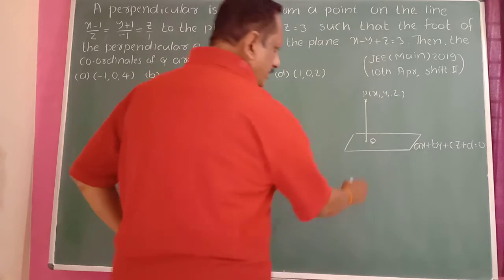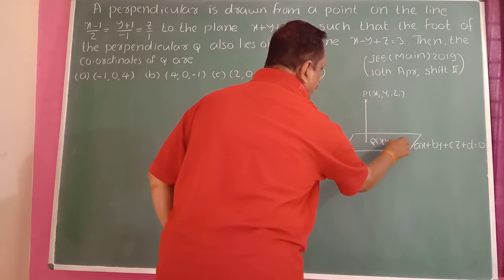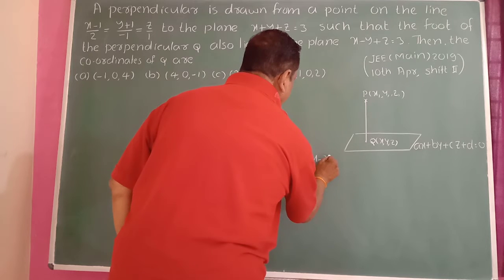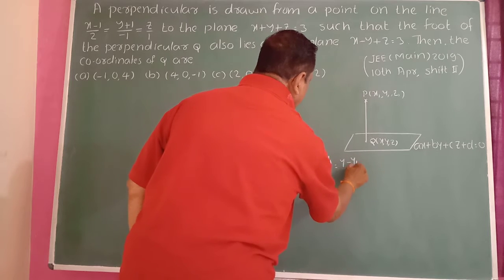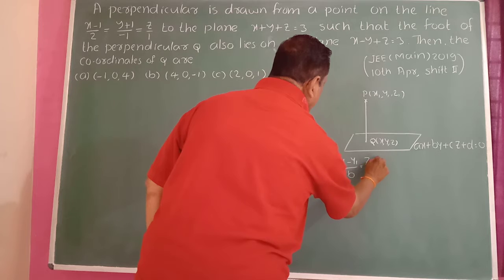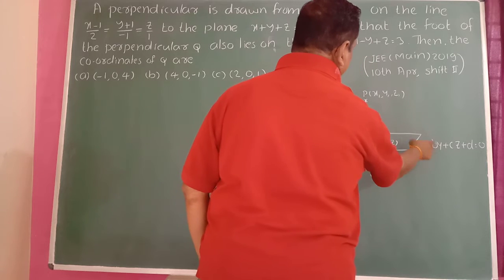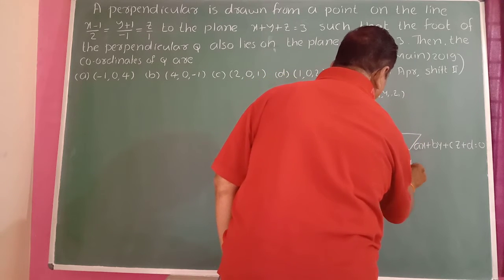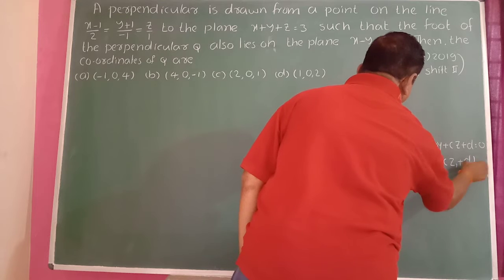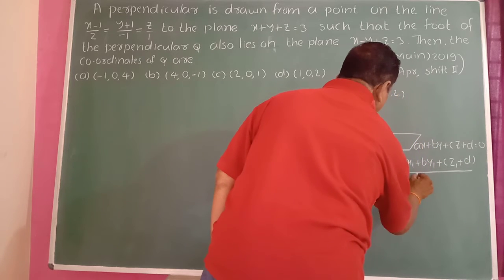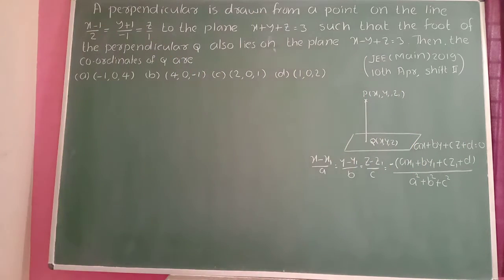If you want to find out the point Q here, then consider this point as x, y and z here. x minus x1 divided by a is equal to y minus y1 upon b is equal to z minus z1 by c is equal to minus of, replace x by x1, y by y1 and z by z1 here, so ax1 plus by1 plus cz1 plus d divided by a square plus b square plus c square. So this is the formula.